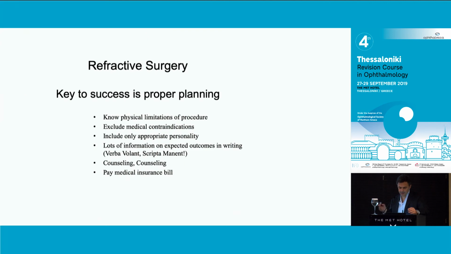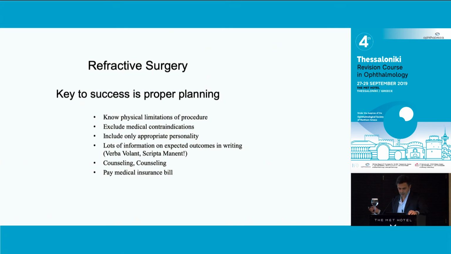So the key to success in refractive surgery is really proper planning, choosing the correct procedure, and sometimes explaining to the patient that you could have procedure A or procedure B or procedure C, and discussing the options, the risks and benefits, to come to a conclusion. The worst that you can do, though, is let your patient go out of your office without having chosen which procedure to do, because then he will not come back.